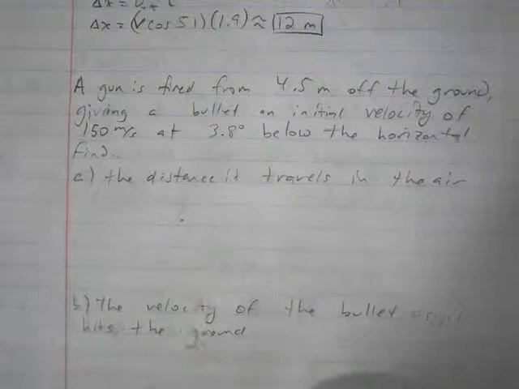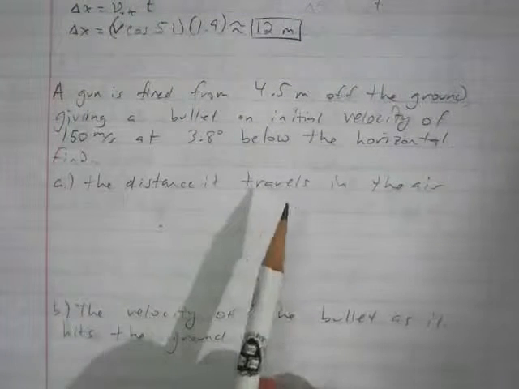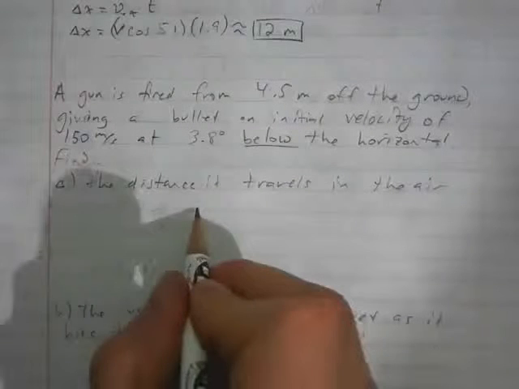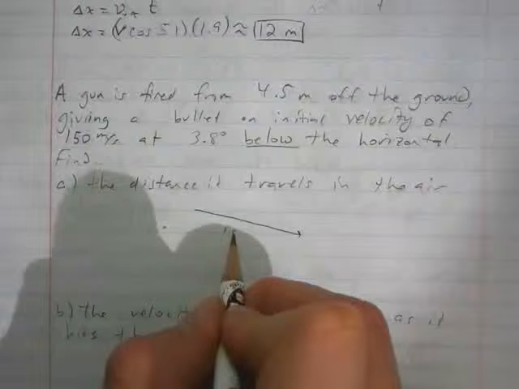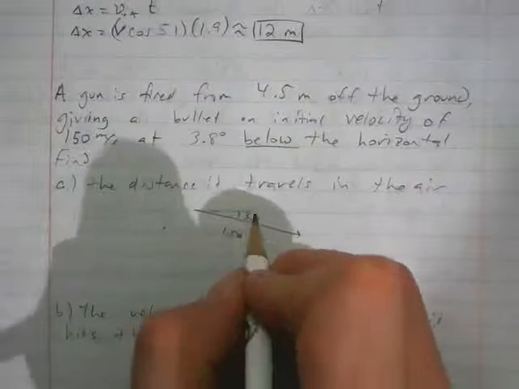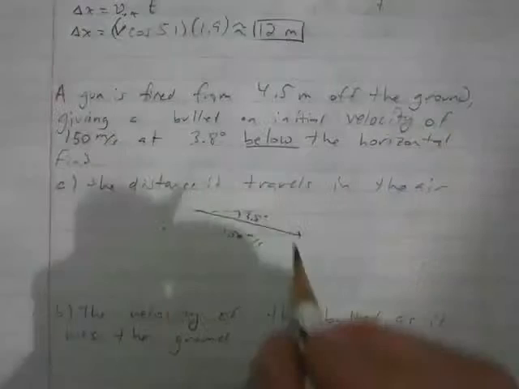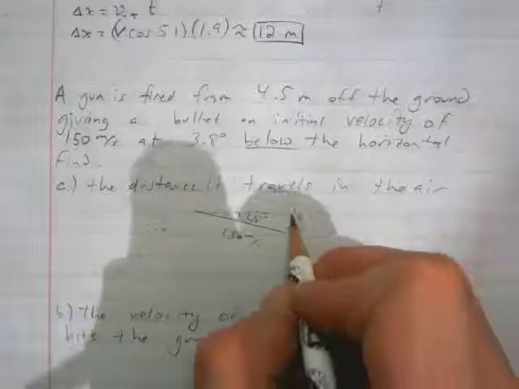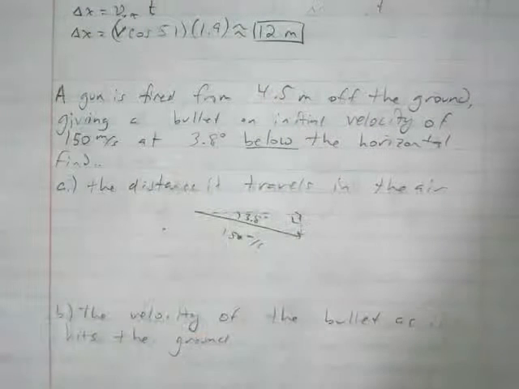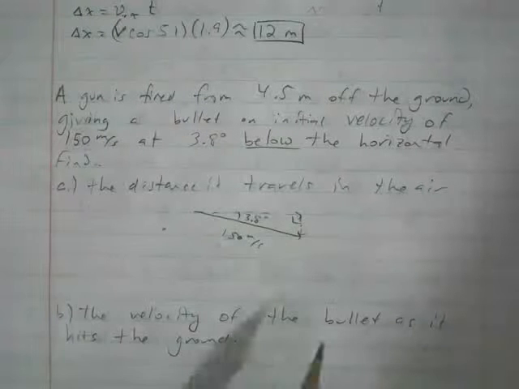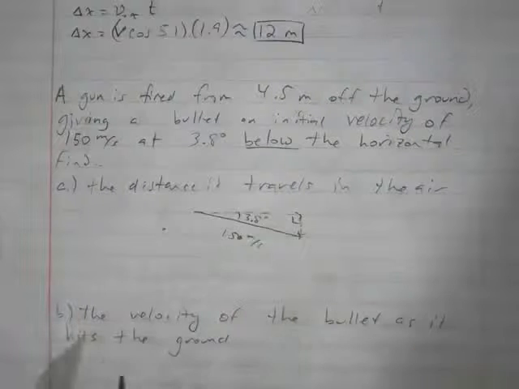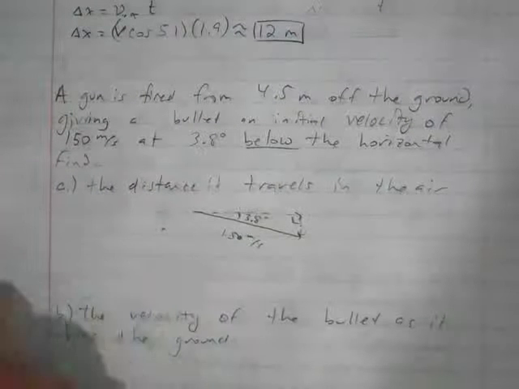Now this is different from the other problems we've done because this angle is below the horizontal. So what that means is that we've got this 150 meters per second, and that is at 3.8 degrees below the horizontal, like so. The only difference this makes is that the y component of our velocity is going to be downward, which we typically call negative. So we're going to have to plug in a negative value into our y equations. Other than that, it's exactly like problems we've done before.